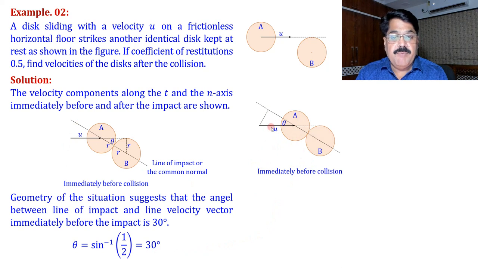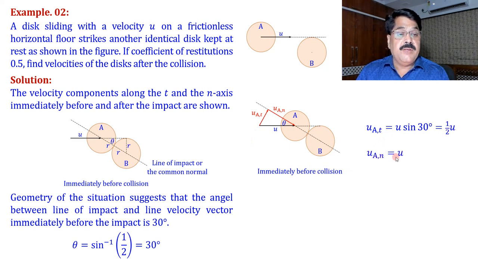So this component will be u sine 30, uat, and the value of uat will be u by 2. And this component will be un, and the value of un will be u cos 30, so u root 3 by 2. We can write the values here. uat is u sine 30, so u by 2. And uan is u cos 30, so it will be root 3 by 2 into u. So these components we have shown immediately before the collision.